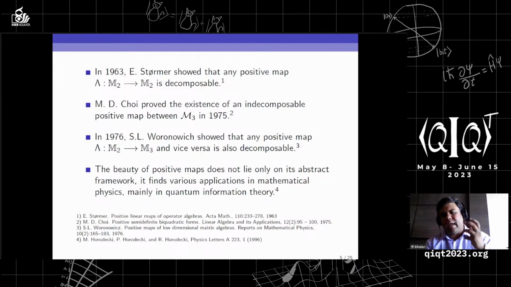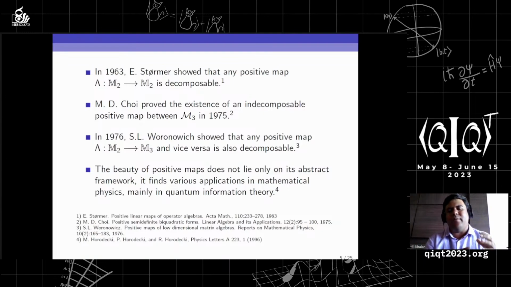So it does not only have the abstract mathematical beauty, it has got some application as well. Mainly, it's a famous paper by Horodecki's that they showed that actually a necessary and sufficient condition for entanglement detection, bipartite entanglement detection, can be cast in terms of this positive map.